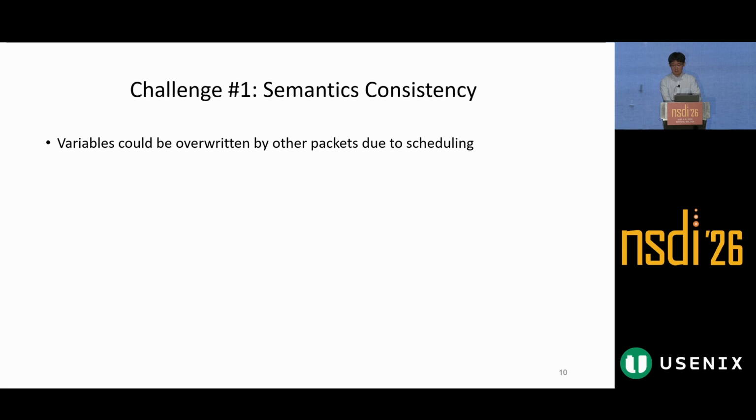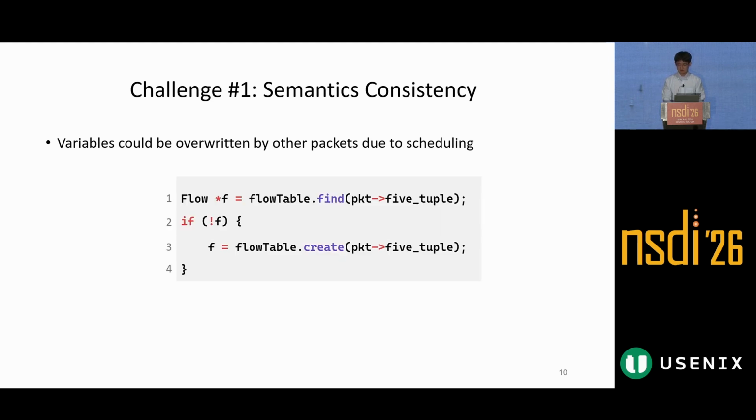The first major challenge is about semantic consistency. This is because the shuffled control flow can override the variable values. We show this problem using a simple code snippet which finds the flow inside the flow table and creates one if the entry does not exist. The original workflow is quite straightforward.